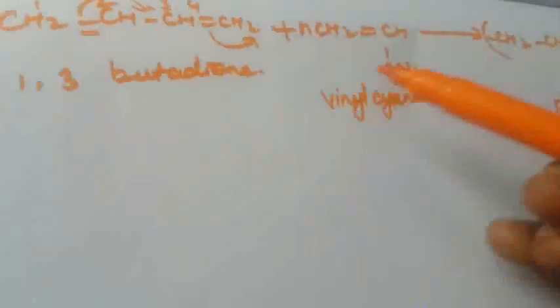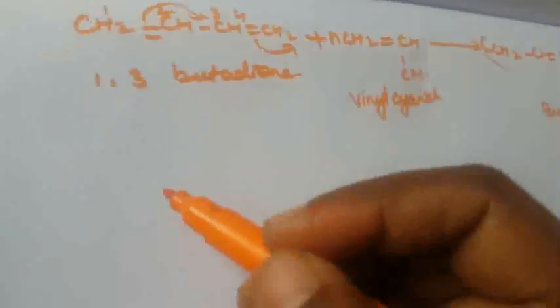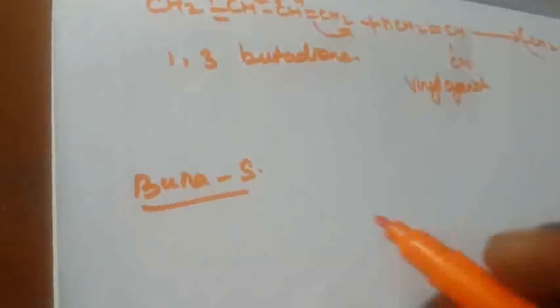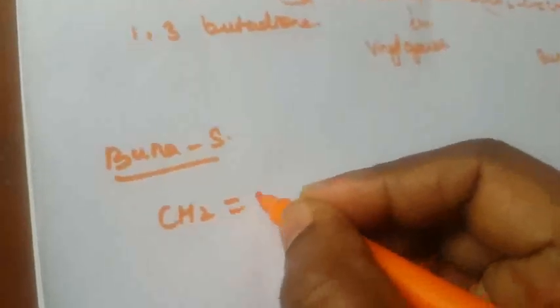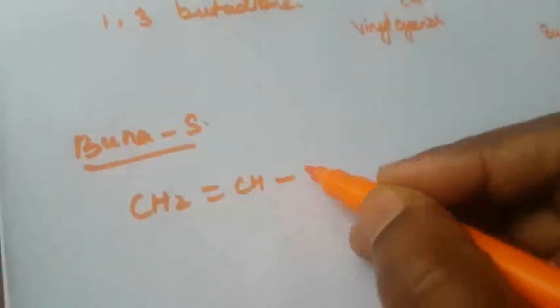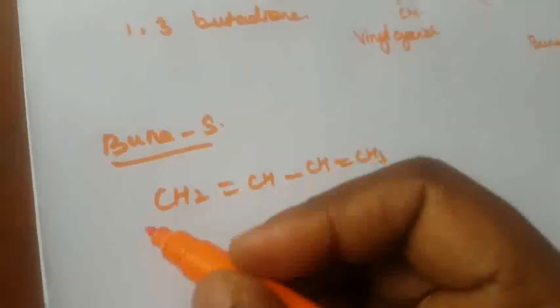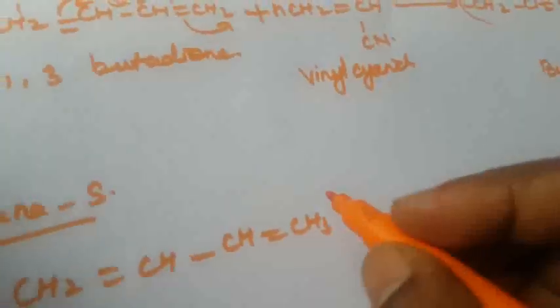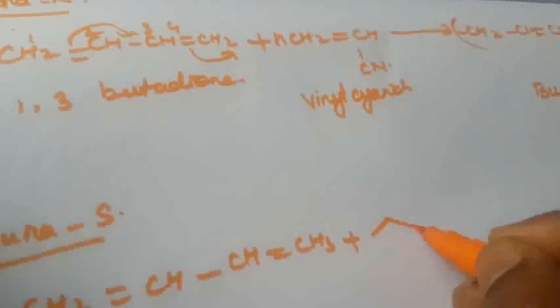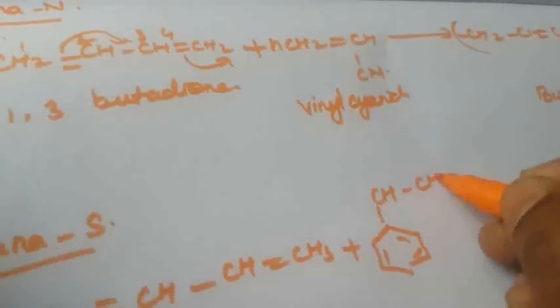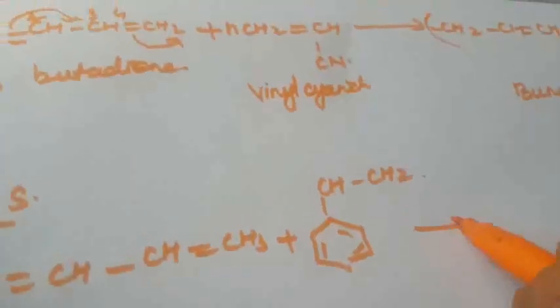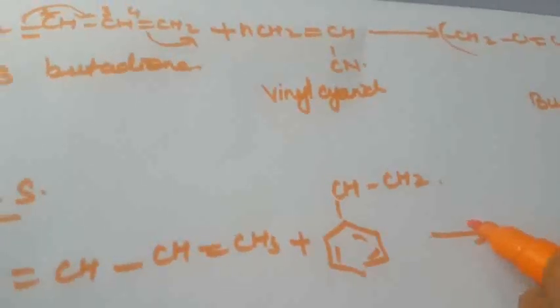Next one is Buna-S. Buna-N means butadiene combined with acrylonitrile, while Buna-S means butadiene combined with styrene. The formula of butadiene is CH2=CH-CH=CH2, n moles, then vinyl benzene, which is called styrene, CH2. In the ratio 3:1, in the presence of sodium.